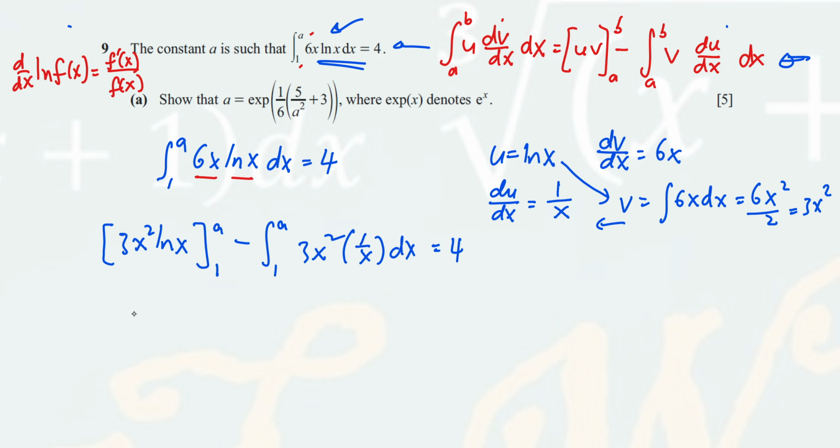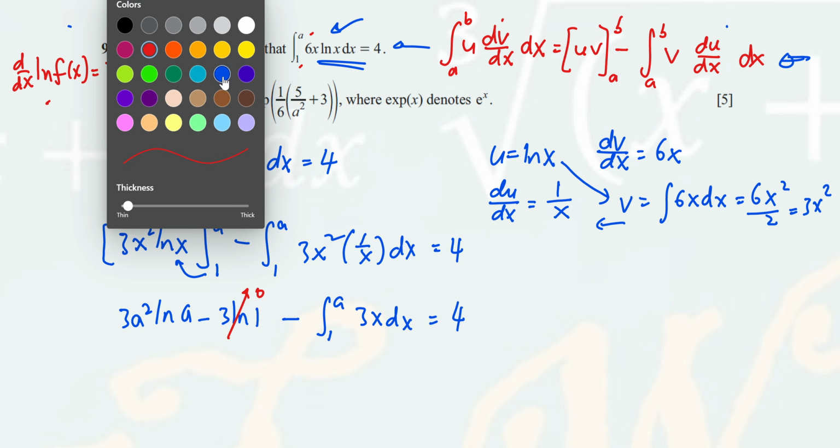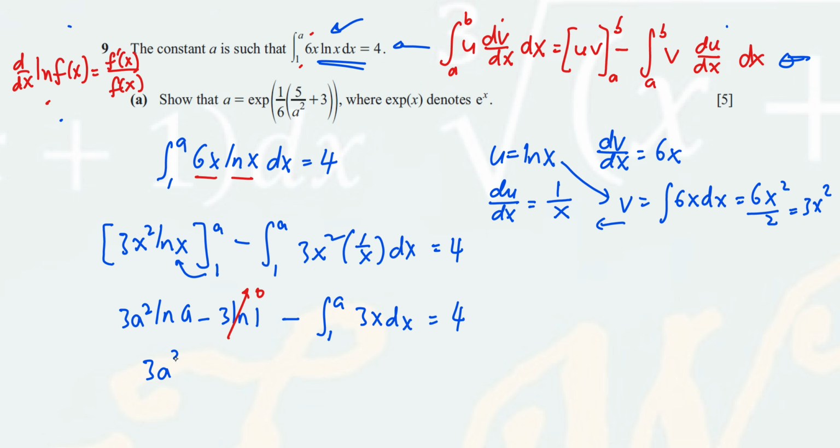Now replace the x by the upper limit a. So you will be getting 3a squared ln a minus, when the x is replaced by the lower limit, this is 3 ln 1. Here, when I simplify, I will be getting 3x, you need to integrate 3x. The next step is to simplify ln 1. Ln 1, we know that is 0. Then simplify, you will be getting 3a squared ln a minus the integral of 3x, that is 3x squared over 2 from 1 to a.